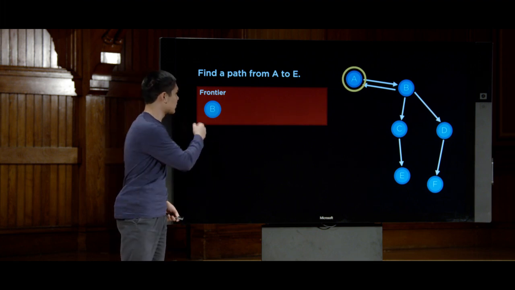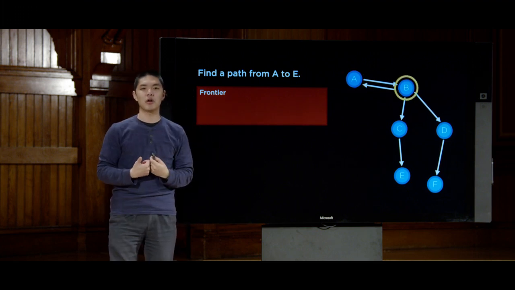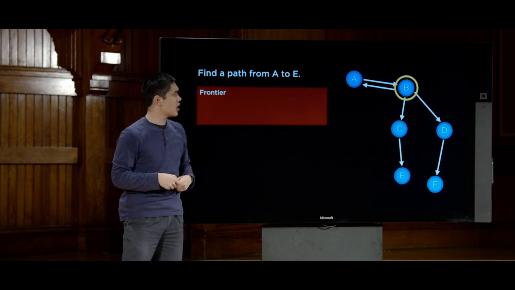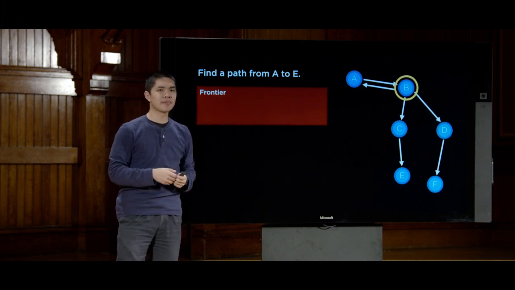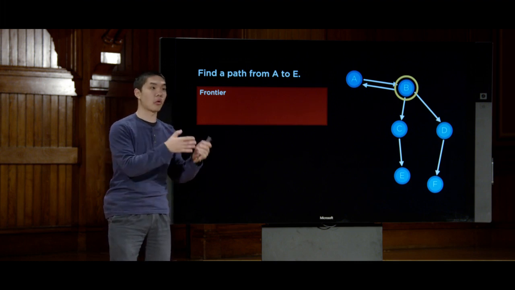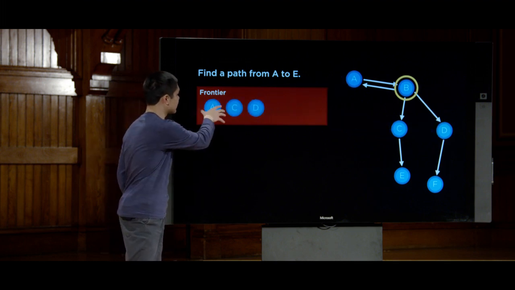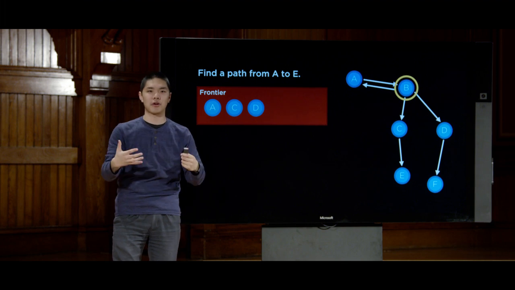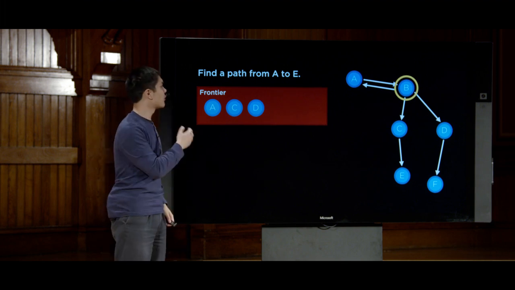Then I'll say, all right, let's take a look at B. That's the only thing left in the frontier. Where can I get to from B? Before, it was just C and D. But now, because of that reverse arrow, I can get to A or C or D. So all three, A, C, and D, all of those now go into the frontier. They are places I can get to from B.